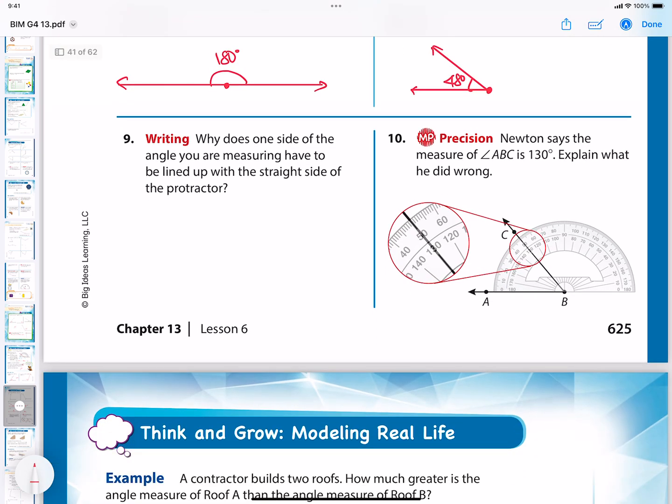Why does one side of the angle you are measuring have to be lined up with the straight side of the protractor? Because the straight side of the protractor marks the zero angle mark, sorry, the 0 degree mark. That means you have to line them up, and from the vertex you have to count from the straight line, and then the vertex point tells you what degree your angle is. So I'm going to write down here.